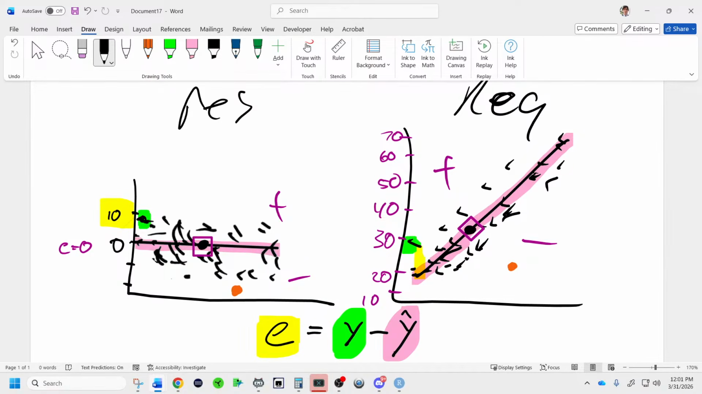The orange point probably has a residual of what? What is its residual? You can see its actual value is about 20. It didn't do it perfectly, but I was looking to make it about 20 for the actual value. And then you have to find its predicted value.